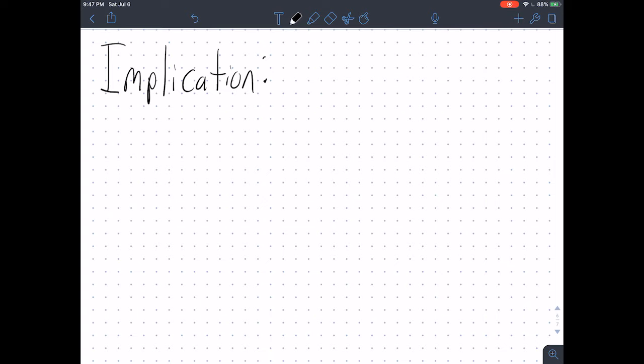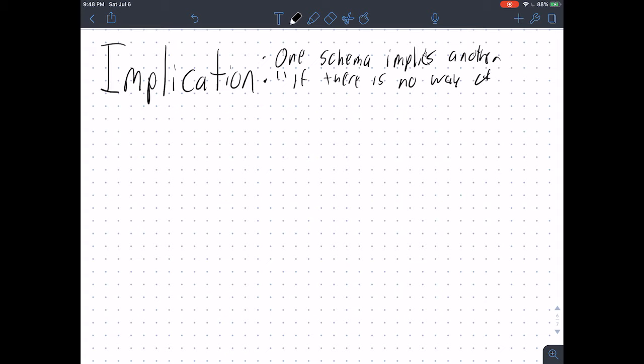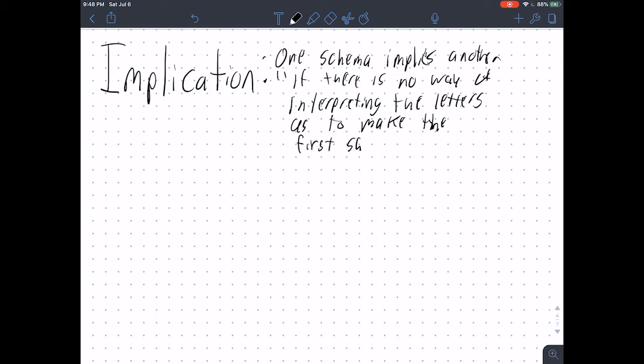So I'm going to give you two different definitions of implication. They're the same, or they're equivalent. So most officially, implication means one schema implies another. And this is quoting from our Lord and Master Quine. One schema implies another if there is no way of interpreting the letters as to make the first schema true and the second schema false.